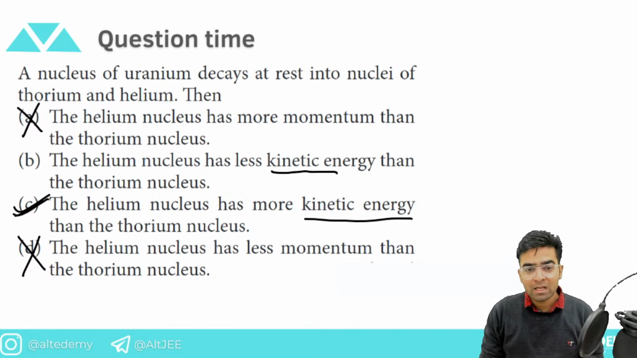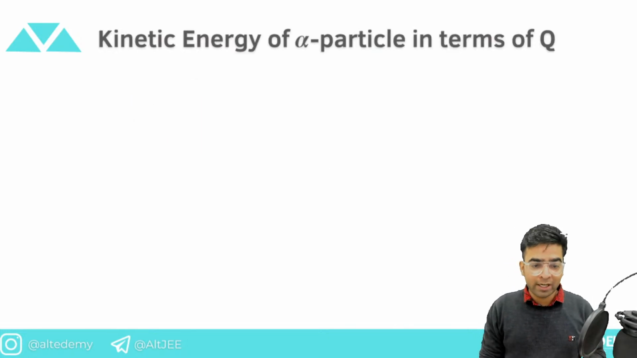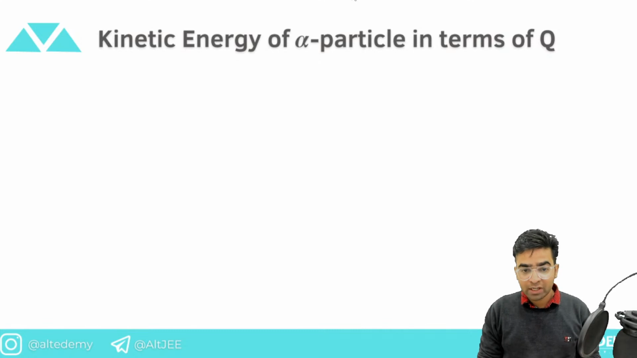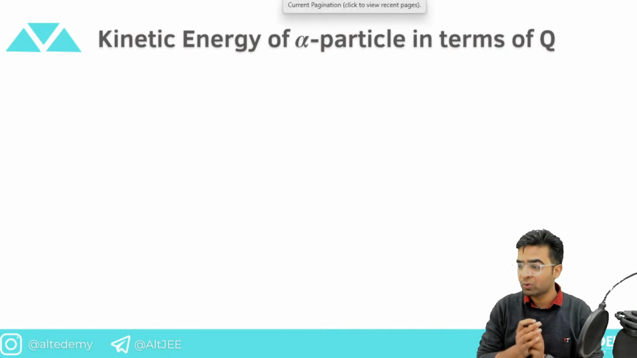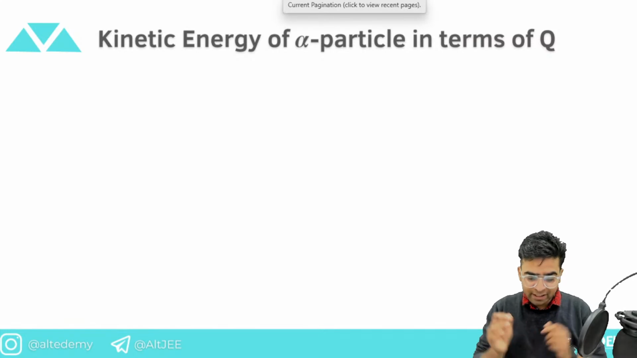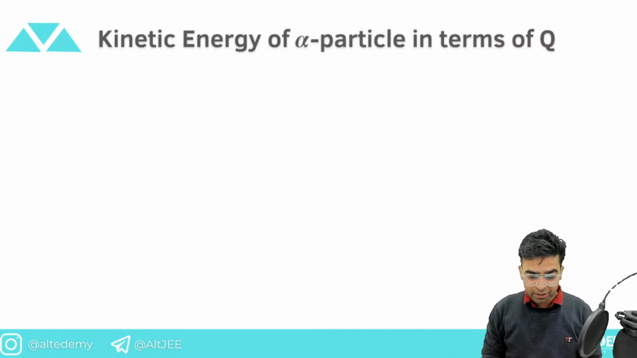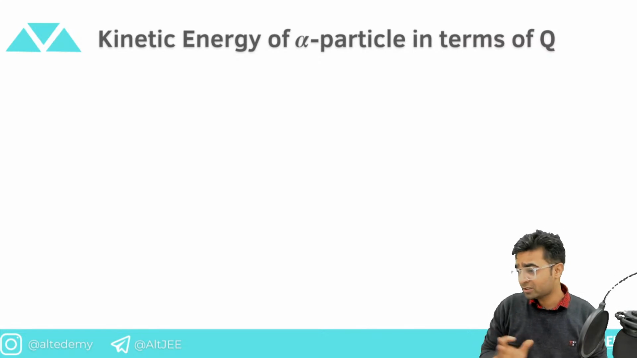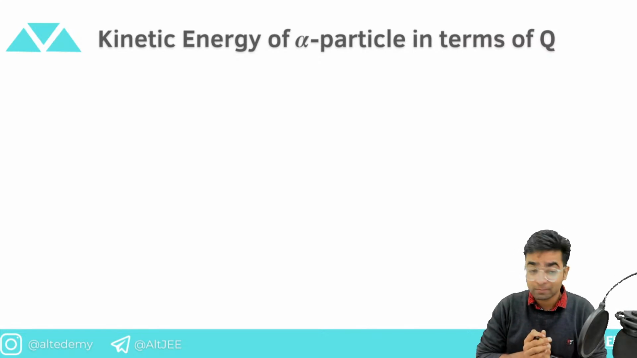Now let's talk about the kinetic energy of alpha particles in terms of Q. Kinetic energy of the thorium particle, of the alpha particles. What is the exact formula?